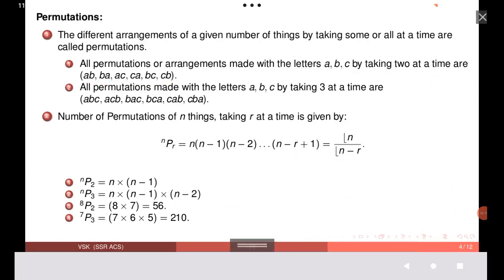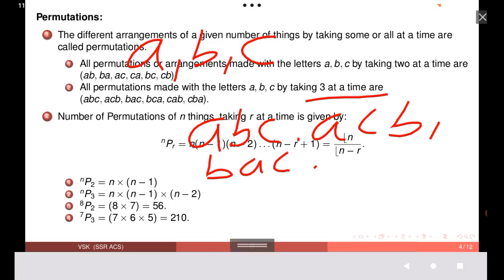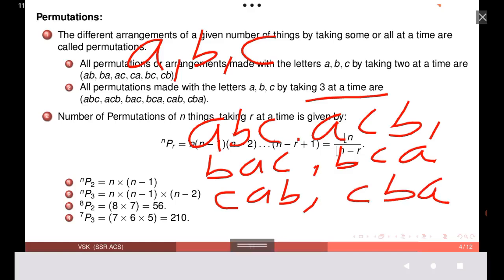Now if we take the 3 letters A, B, C, and we have to arrange all of them, taking all the 3 letters at a time, what will be the arrangements? The arrangements will be A, B, C, then A, C, B. So this is the second arrangement. Then you can start with B, A, C and B, C, A, then C, A, B and C, B, A. So again here there will be 6 different arrangements. So that is the permutation.